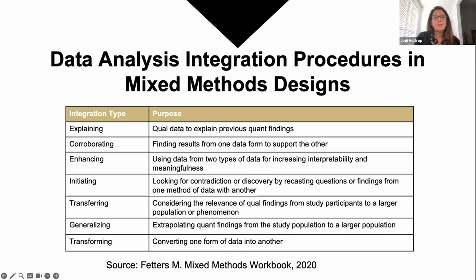Initiating, transferring, generalizing. A lot of people don't use these exactly, but you can. For example, generalizing is extrapolating quant findings from a study population to a larger population. Some of these you've probably learned in your research training already. And then transforming is converting one form of data into another, and we're going to talk about that today too. How do you do that?